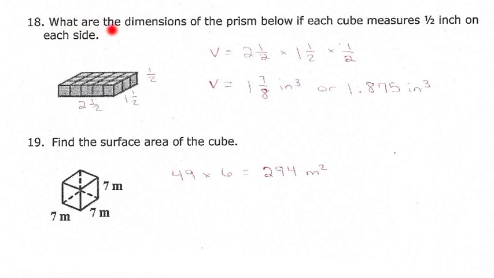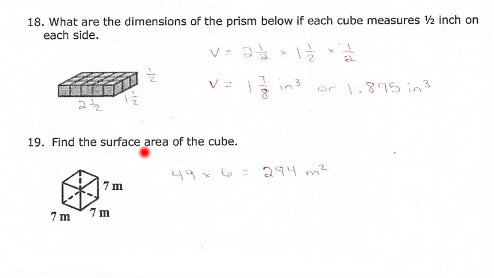Problem 18. What are the dimensions of the prism below if each cube measures 1/2 inch on each side? The dimensions would be 2 1/2, 1 1/2, and 1/2. Each one is 1/2 inch long, so 1/2, 1/2, 1/2, 1/2, 1/2. 1, 2, 3, 4. That would be 5/4. This would be 5/2. This would be 3/2, and that is 1/2. So that would be the dimensions. If you find the volume, it would be 1 7/8 cubic inches, or 1.875 cubic inches. But it didn't ask for the volume, it just asked for the dimensions.